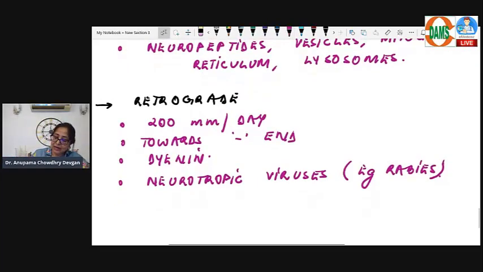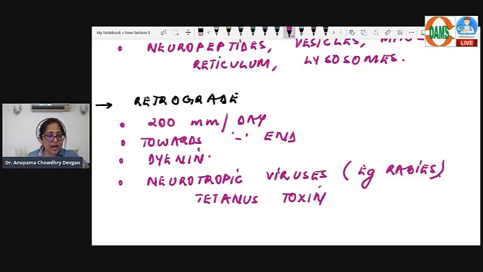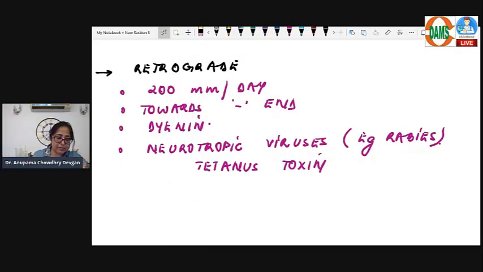Then the tetanus toxin. Tetanus toxin also has to go from the periphery to the central nervous system, and that is also with the help of retrograde axoplasmic transport. Then also nerve growth factors. Nerve growth factors can also go in a retrograde fashion towards the cell body.